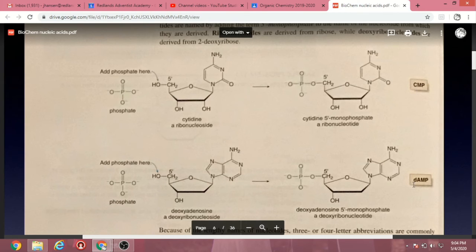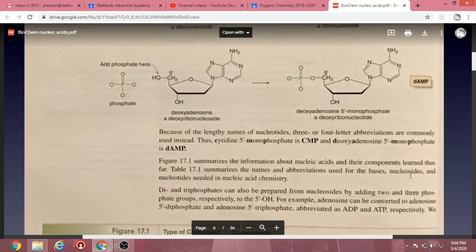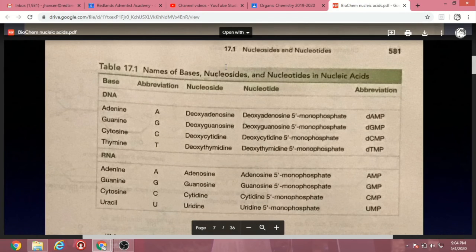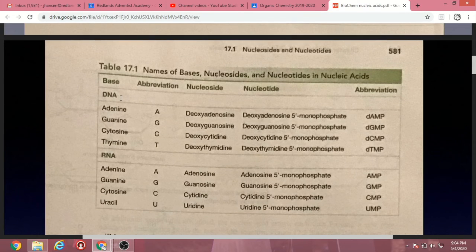But they could have a lowercase d if it's a deoxy, so they could be 4 characters long. There is a nice little table here that organizes it for us, so check it out. For DNA, you're always going to be coming together with deoxyribose, right? So you're always going to end up getting these nucleosides: deoxyadenosine, deoxyguanosine, deoxycytidine, deoxythymidine.